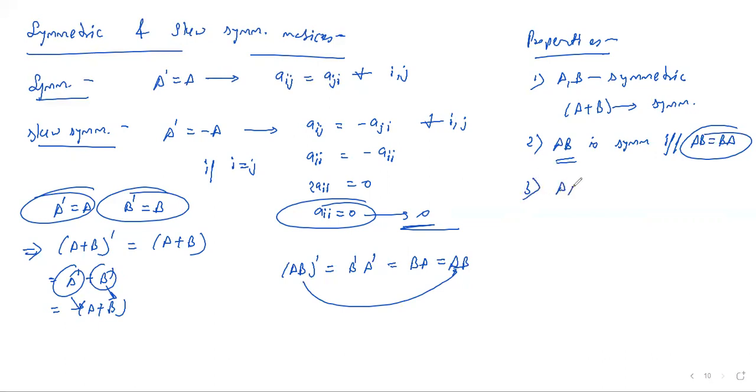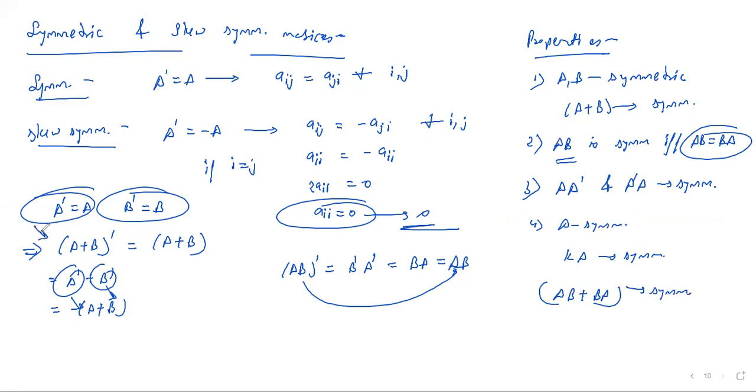Similarly, the third property: A transpose A and A A transpose are symmetric. And if A is symmetric, then kA is also symmetric, and AB plus BA is also symmetric. You can check these by applying the property A transpose is equal to A, as we have done for A plus B and AB.